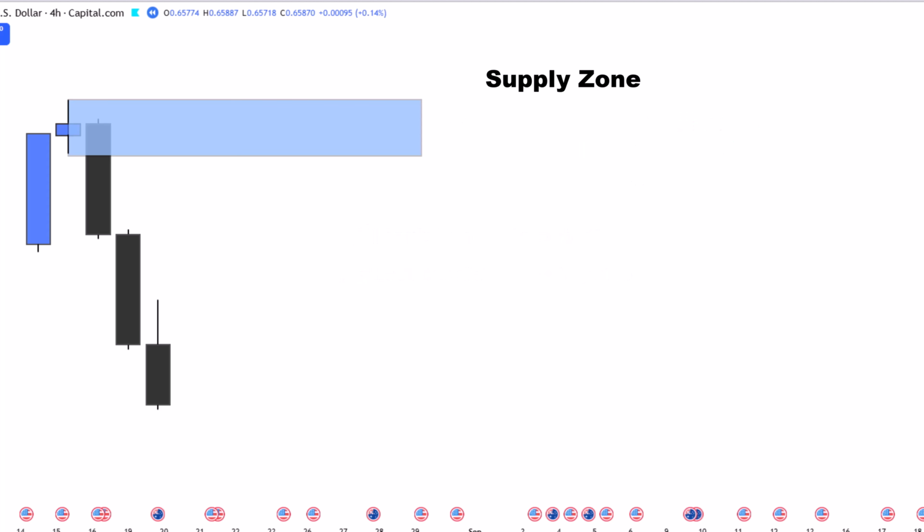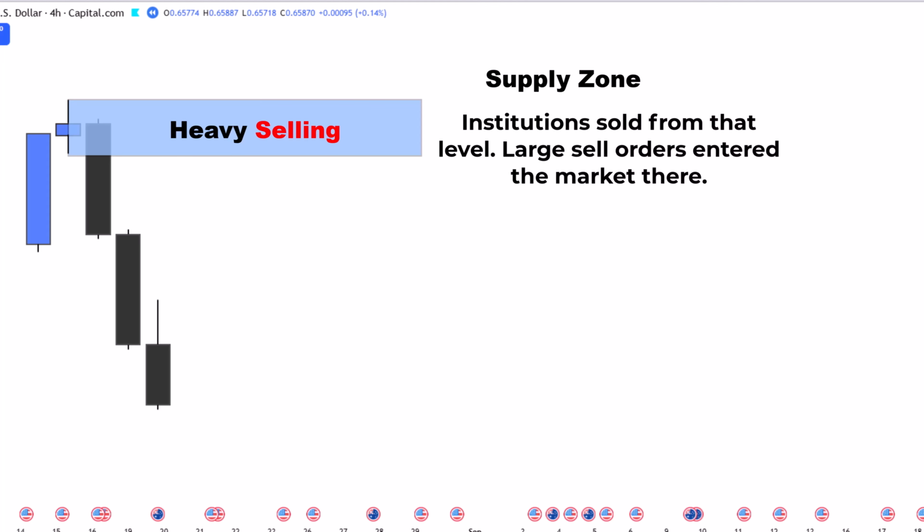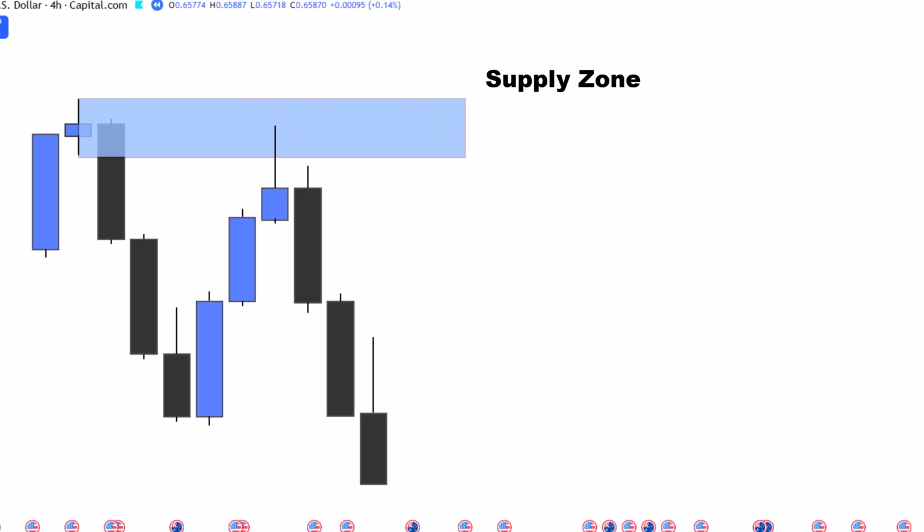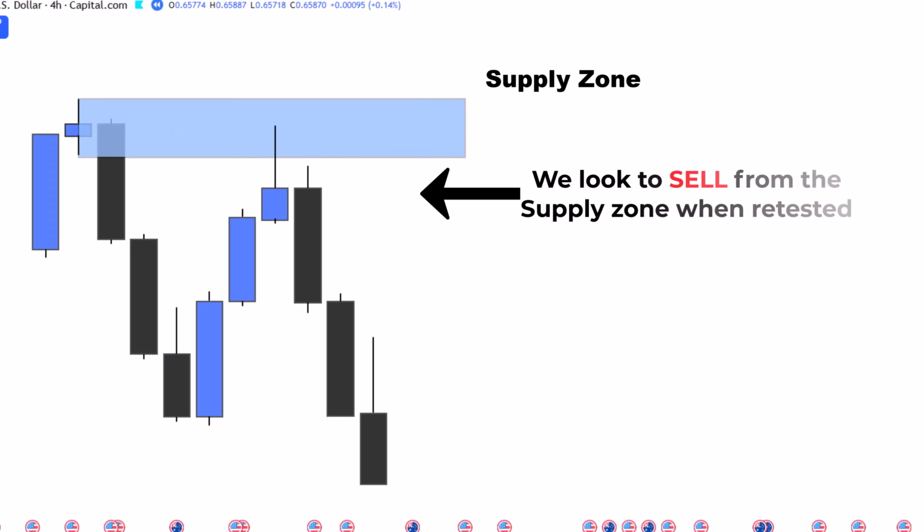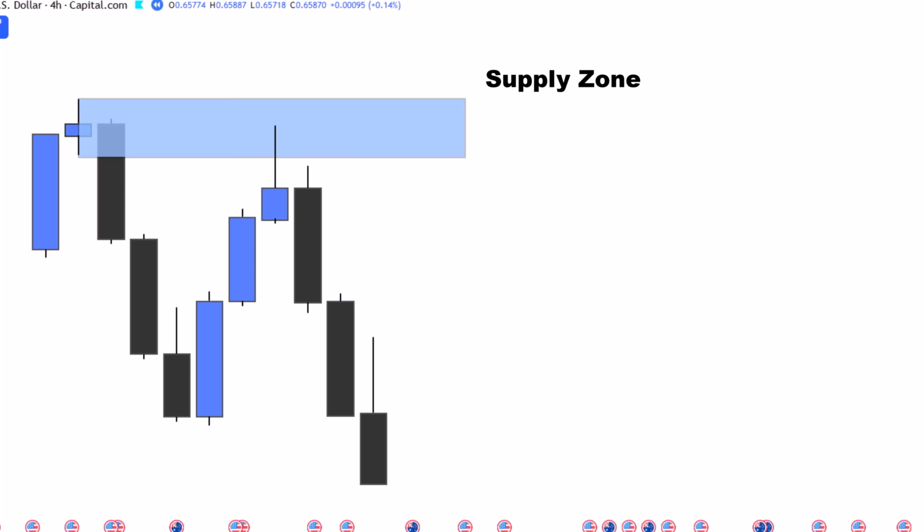What is a supply zone showing you? It is showing you a price where heavy selling took place before. Institutions sold from that level. Large sell orders entered the market there. That is why price dropped hard from it. So, when the market returns back into that zone, we treat it as a premium area to sell from because we expect more selling to come in again. That is why we look for sells on a retest of a supply zone.